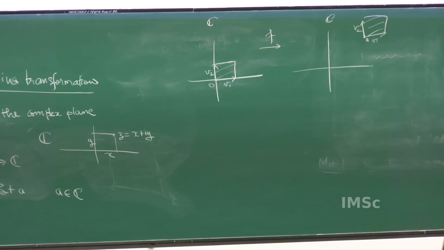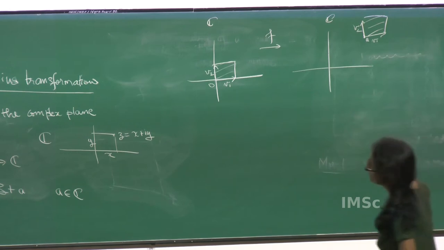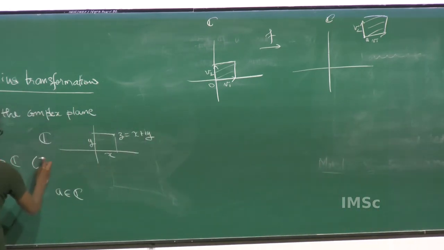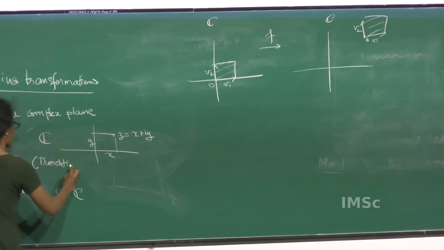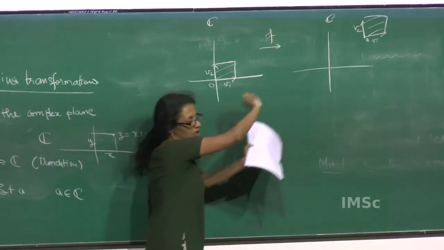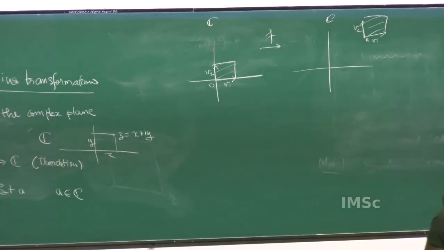Right? So we see that this function is literally a translation. So any point is just translated by A. Okay.